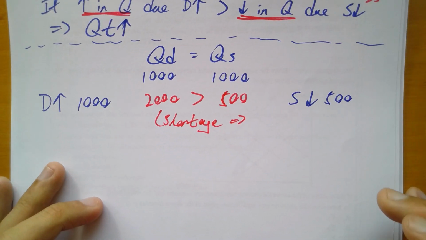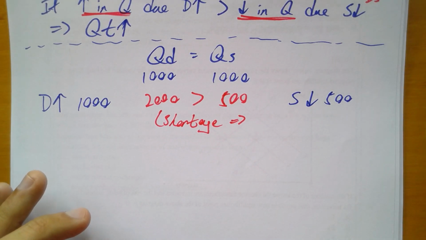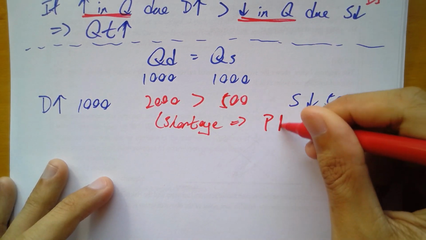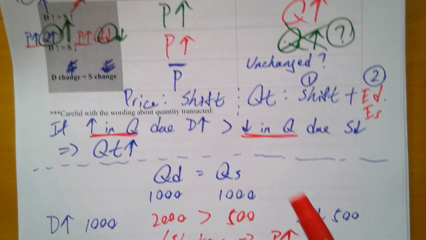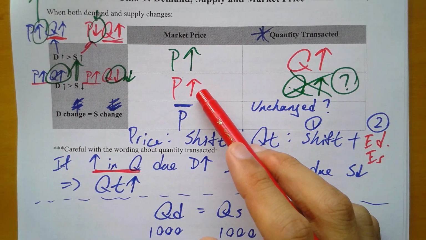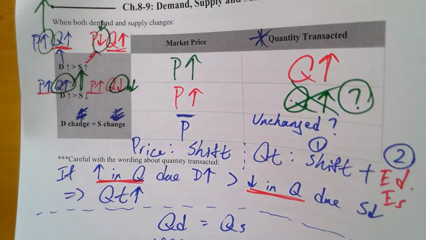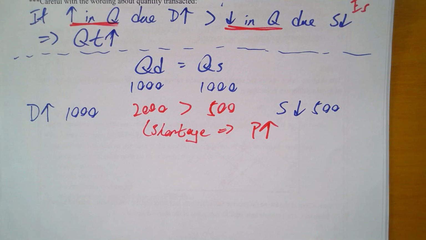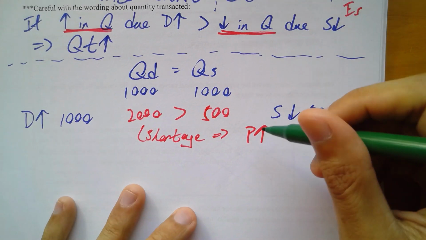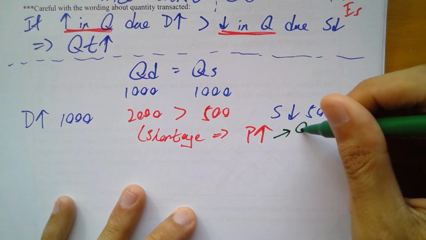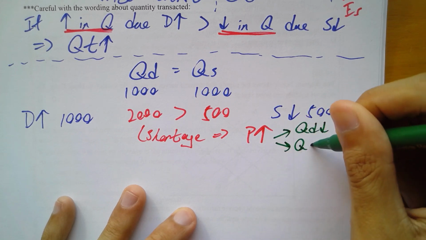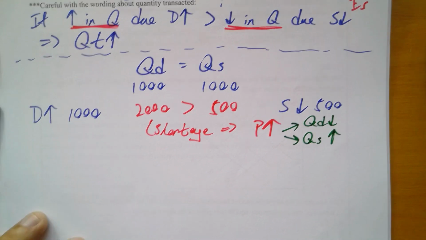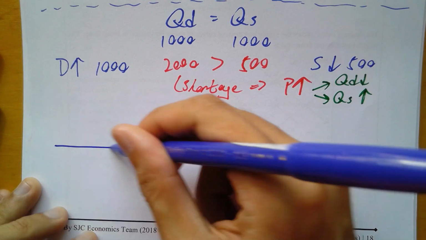When there is a shortage, how would price adjust? When there is a shortage, price would go up. Hence, we are certain price would go up, because this is the reason. Now, according to the law of demand and law of supply, when price goes up, QD would go down, QS would go up, right? Now the problem is this. Let's draw a line here.